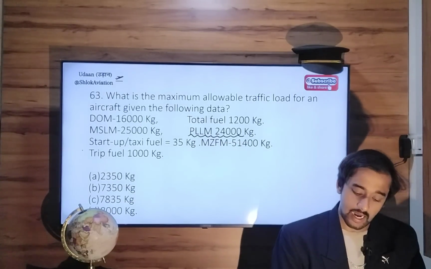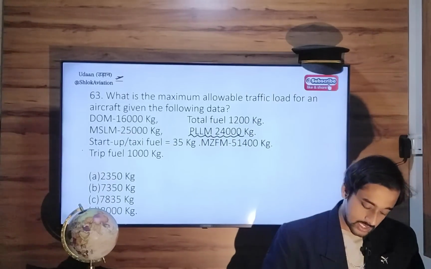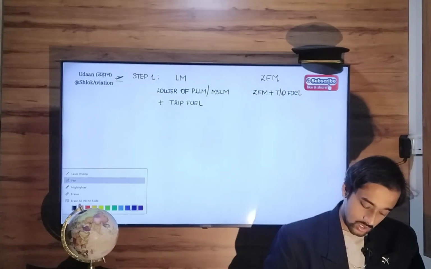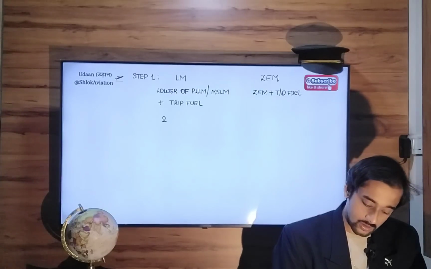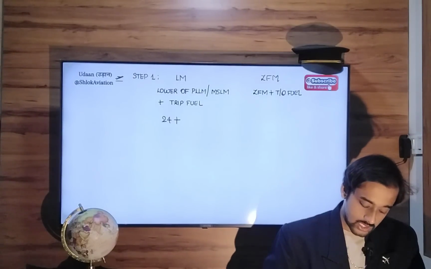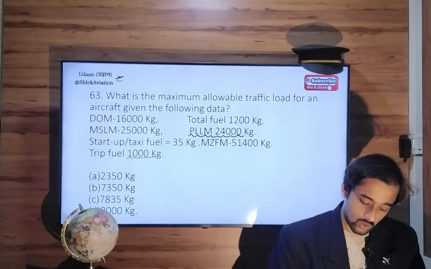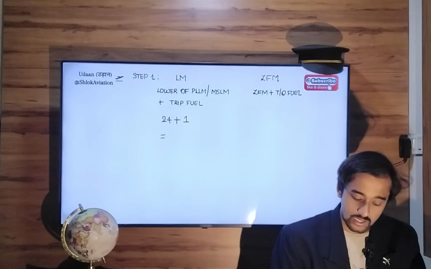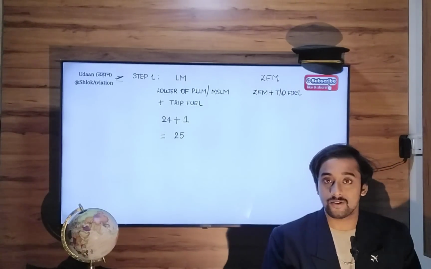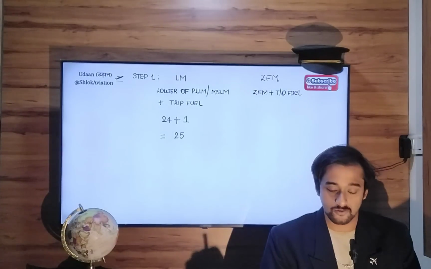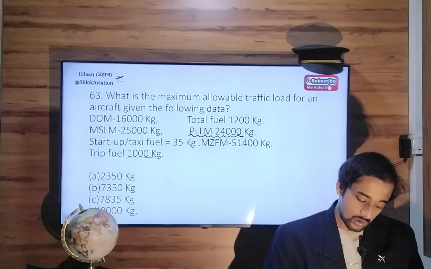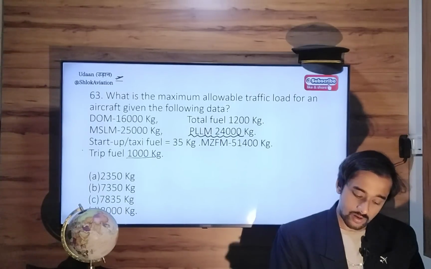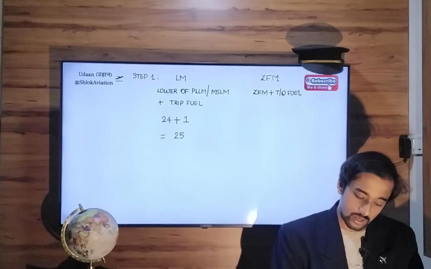Okay, and the lower value belongs to performance limited landing mass. Performance limited landing mass is 24,000. So consider 24 plus trip fuel. Trip fuel is 1000, so 1. 24 plus 1 is 25. So this is our first possible takeoff value. Next column, zero fuel mass. Zero fuel mass is 51,400 or 51.4.